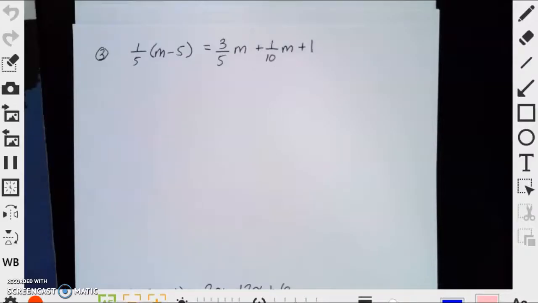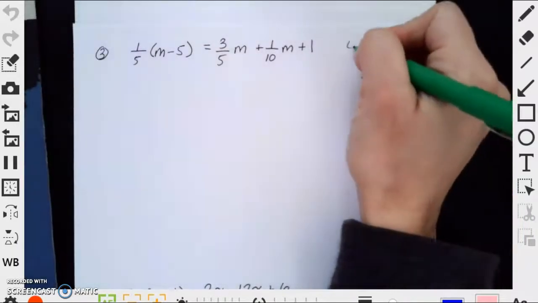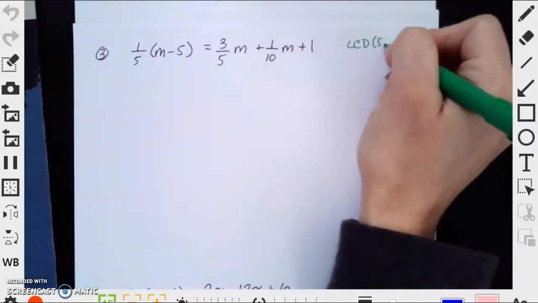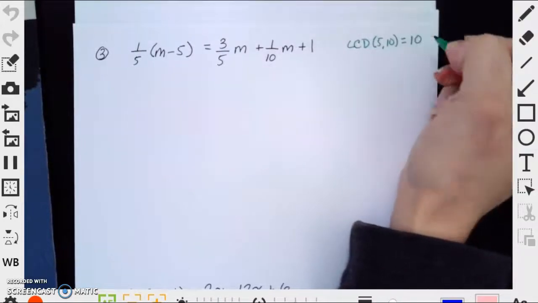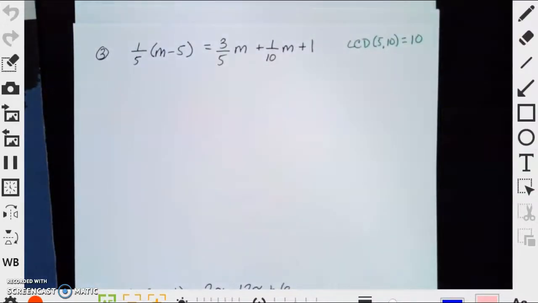All right, so I have this problem written down here. Again, we're looking for the least common denominator. My denominators are 5 and 10. So my least common denominator of 5 and 10, well, since 10 is a multiple of 5, I can use 10. So I'm going to multiply both sides of the equation by 10.